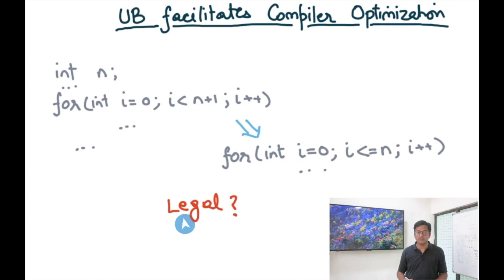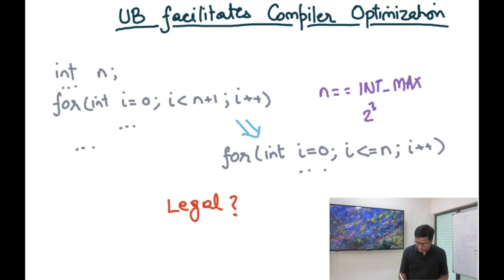And the question is, is this legal? The answer is, well, imagine what will happen if n was equal to int max. On a 32-bit machine, int max would be 2 to the power 32 minus 1, so all ones. And so if n equals int max, then the first program would be computing int max plus 1.